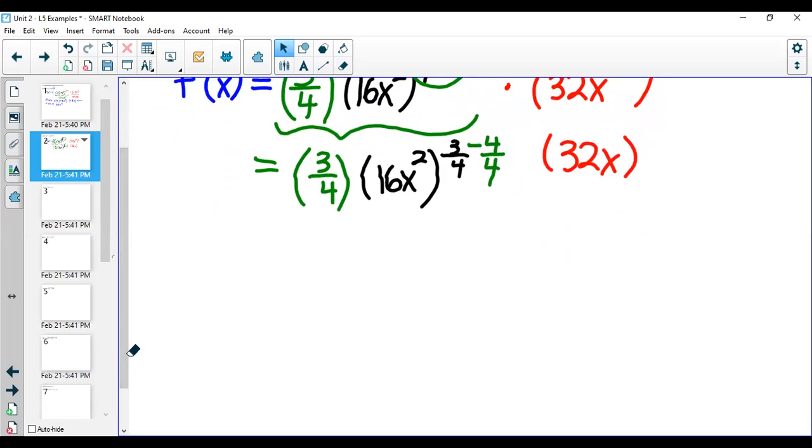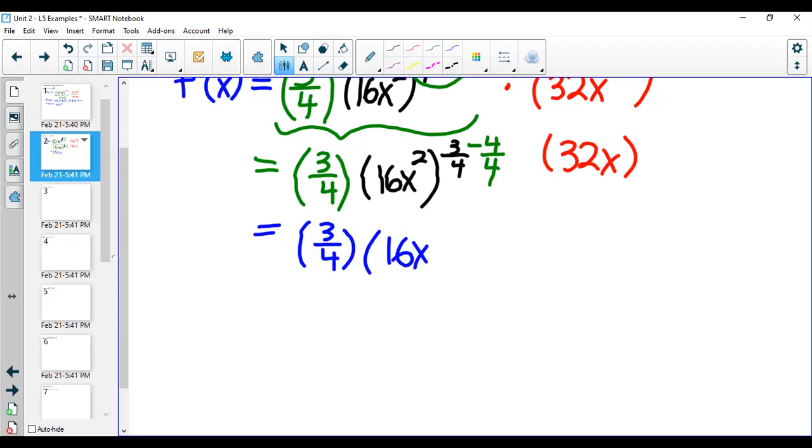Okay, so once we get to this step, I'm going to rewrite this as 3 over 4, 16x squared to the power of negative 1 over 4. Now that negative 1 over 4 only applies to the 16x squared.